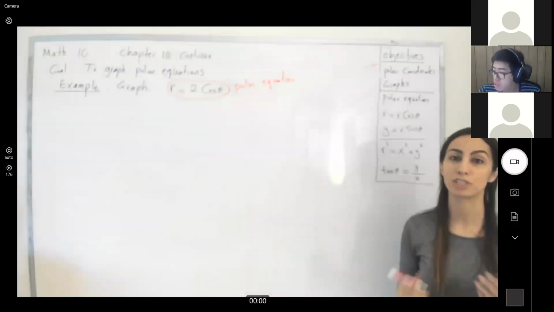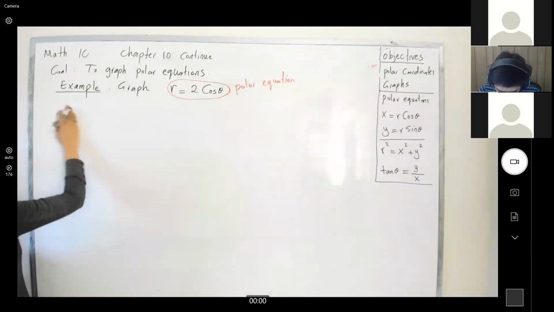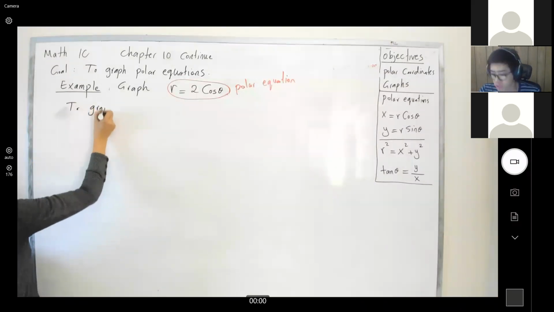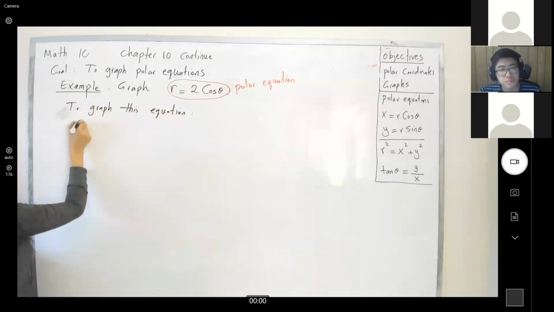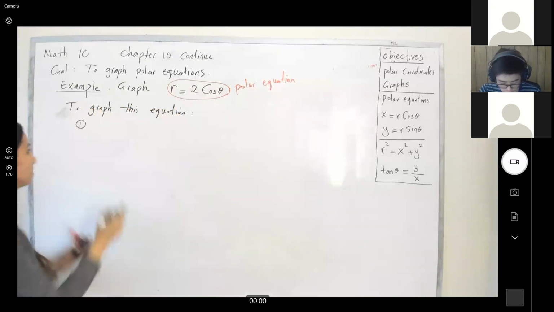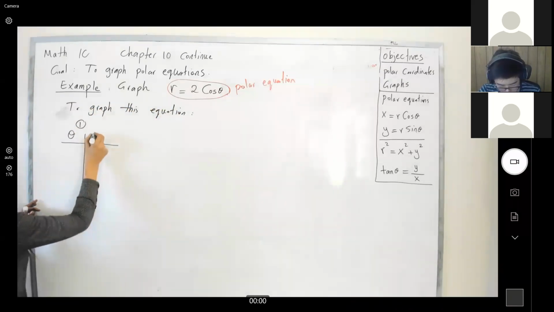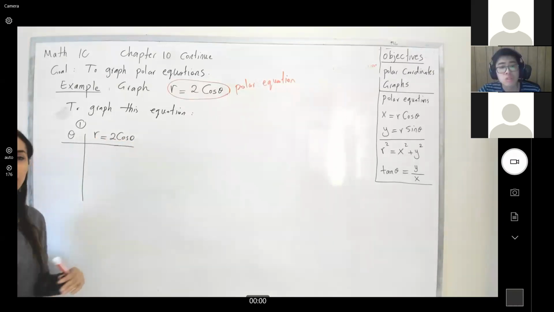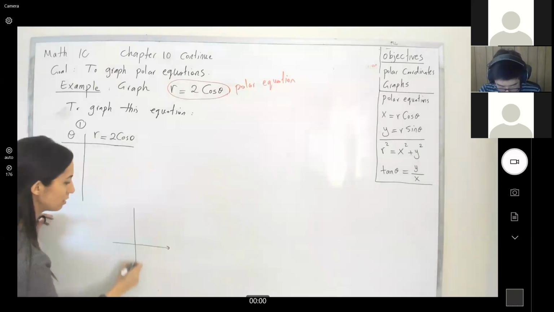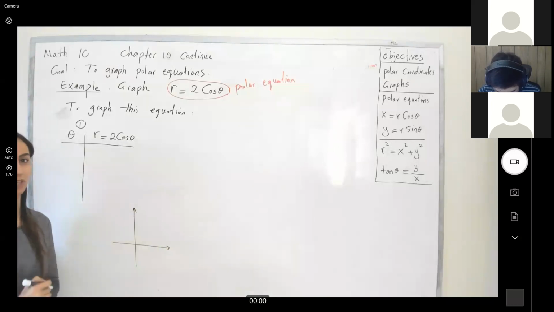We have different options to graph this. The first option, option 1, to graph this equation, you can just use a table, give different values to your theta, evaluate your r. You end up with some points, you plot those points, and then you're done.